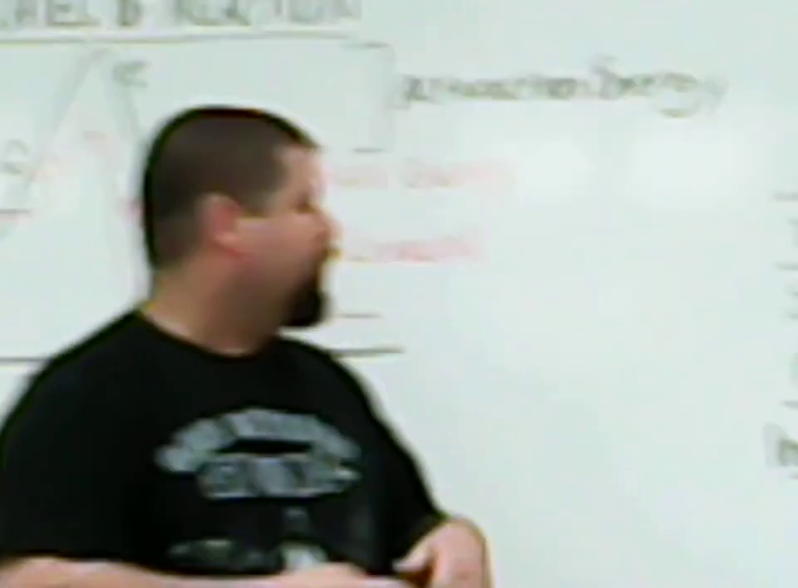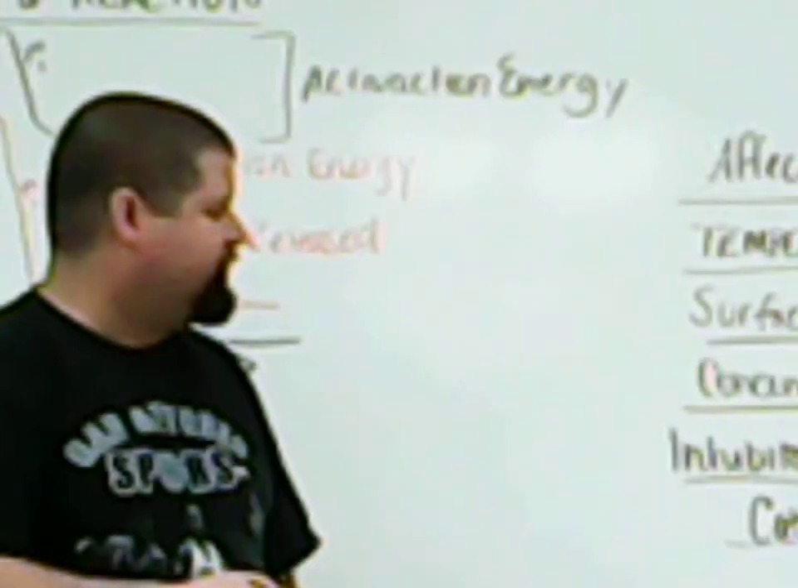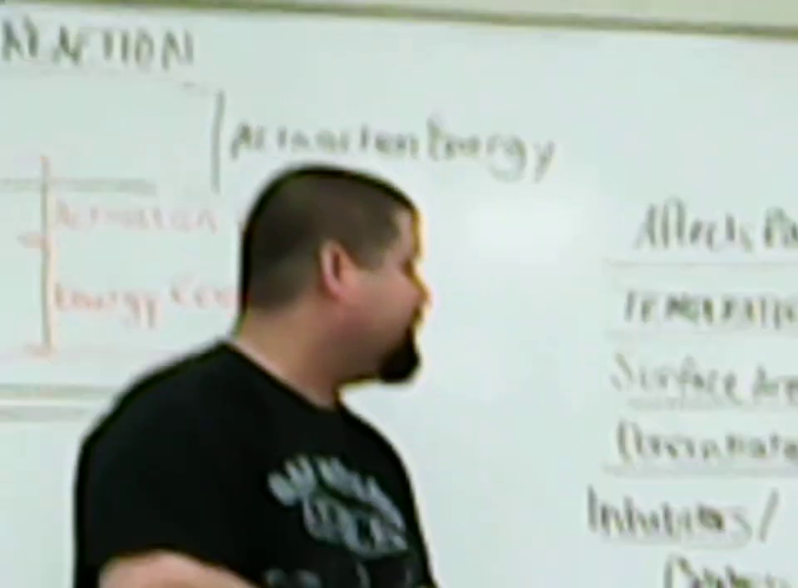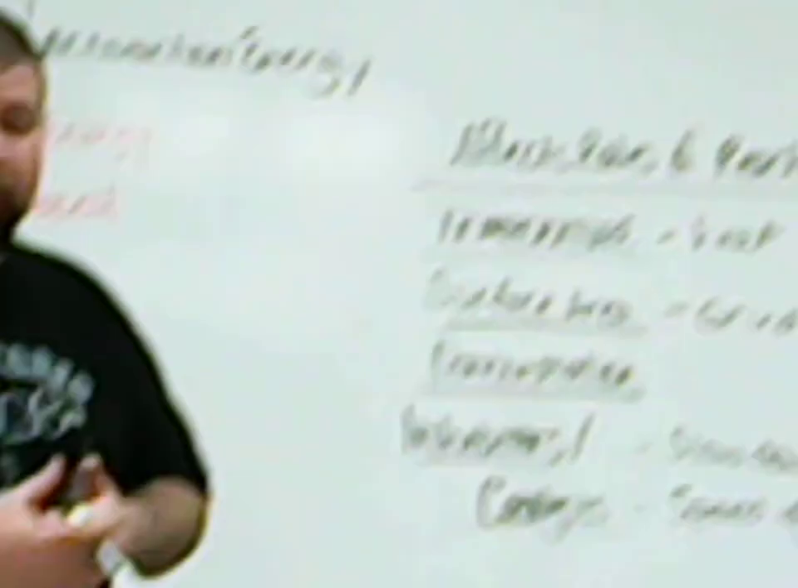So the four things: temperature, surface area, concentration, and inhibitors or catalysts that can affect the rates of reaction or how fast a reaction occurs.